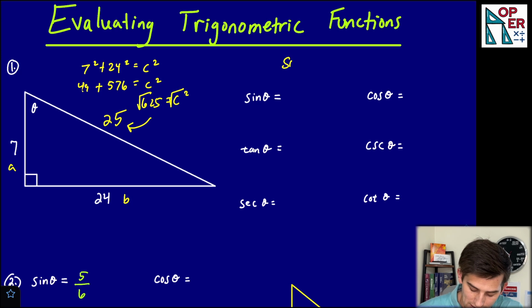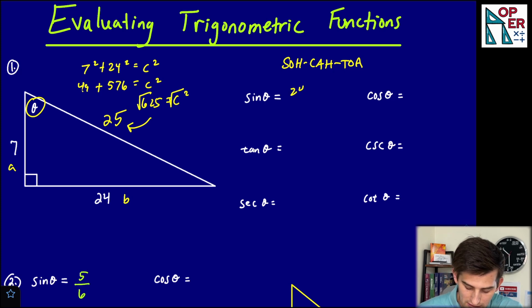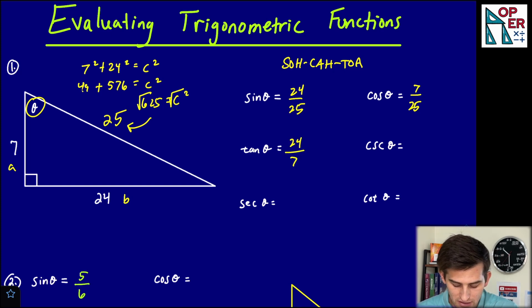So just remember our acronym SOHCAHTOA, and that'll help us figure out sine, cosine, and tangent. And then cosecant, secant, and cotangent are just the inverses of sine, cosine, and tangent. All right, so for sine of theta, we're working with our angle up here, theta. Opposite would be 24, and hypotenuse would be 25. Moving on to cosine, cosine would be adjacent over hypotenuse. So adjacent would be 7, and hypotenuse is 25. And tangent is opposite over adjacent. So opposite would be 24, and adjacent would be 7.